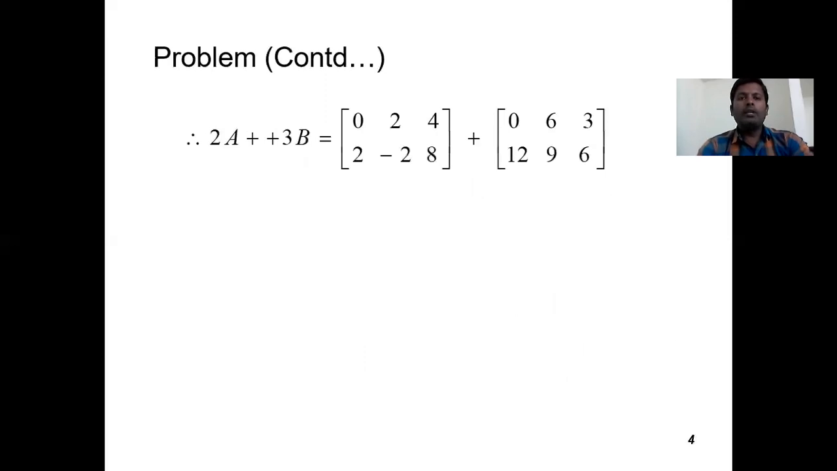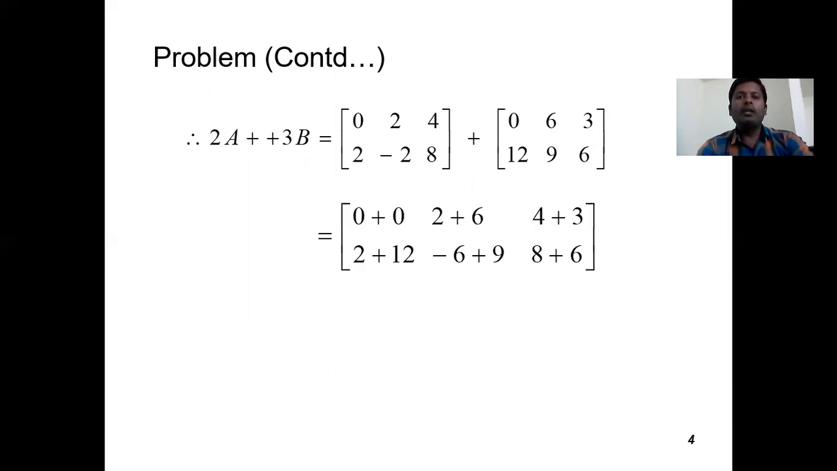Now we write 2A plus 3B. 2A is [0, 2, 4; 2, -6, 8] and 3B is [0, 6, 3; 12, 9, 6]. Now we find 2A plus 3B. Here two matrices are added. We get the result: 0 plus 0, 2 plus 6, 4 plus 3, 2 plus 12, minus 6 plus 9, 8 plus 6. We get [0, 8, 7; 14, 3, 14].